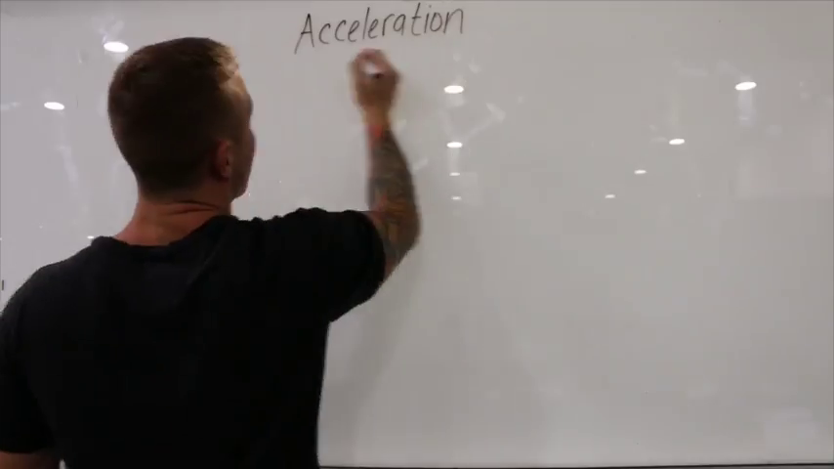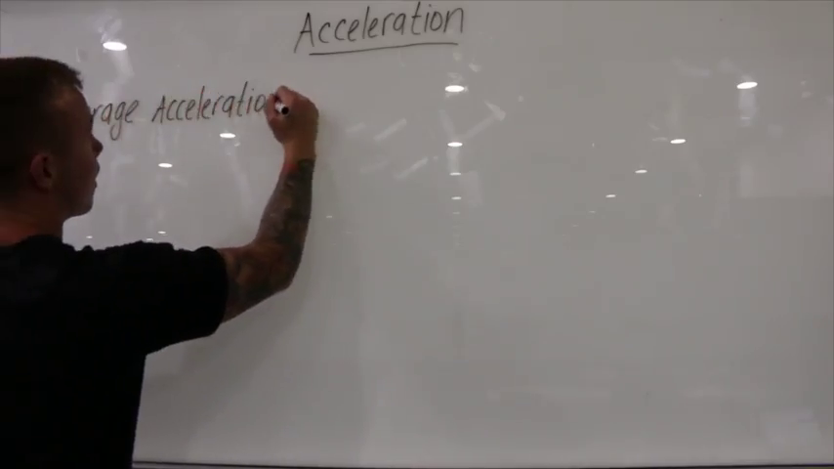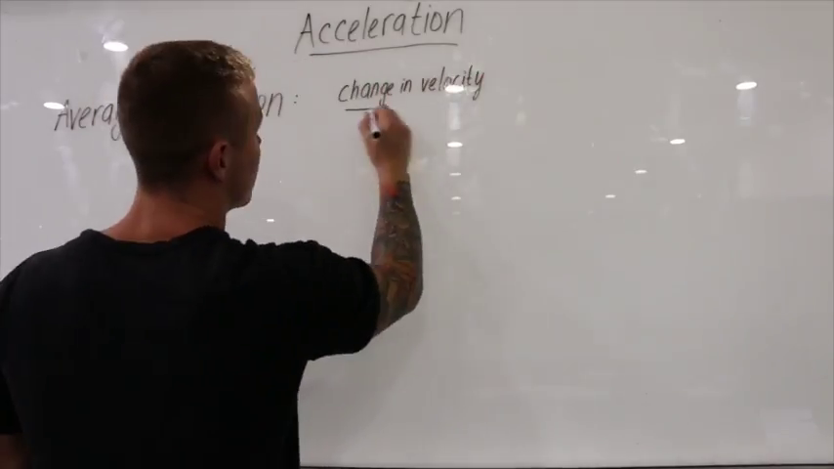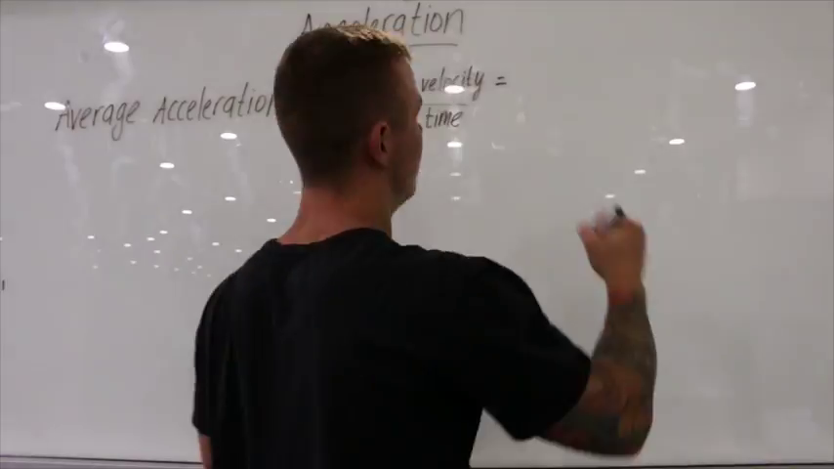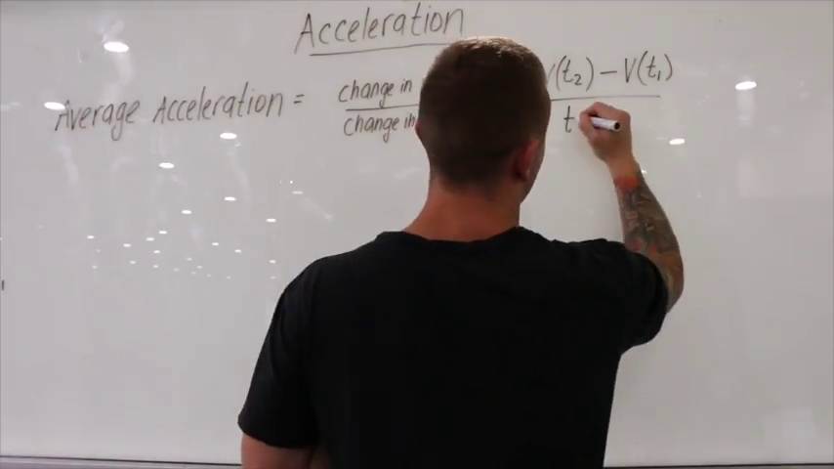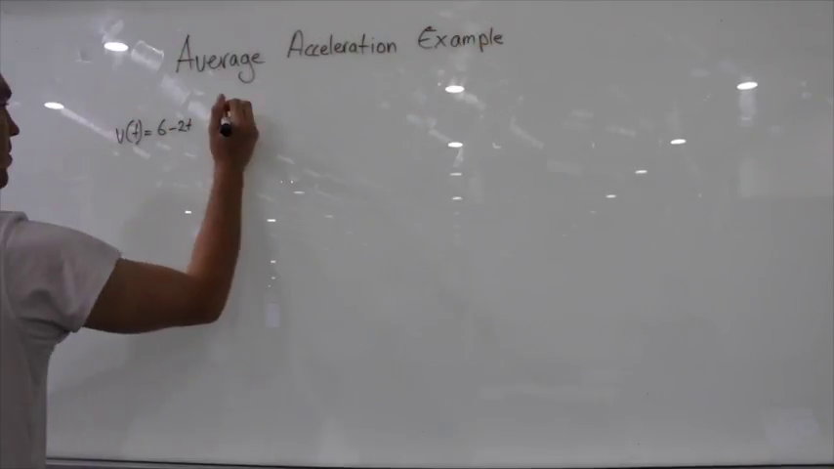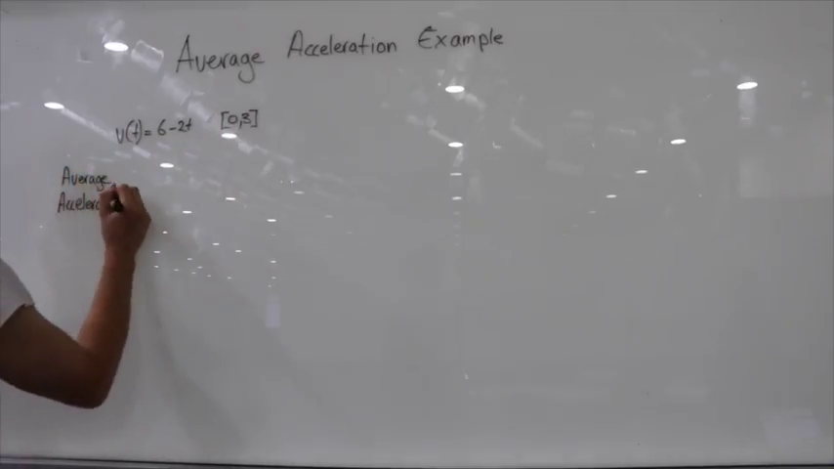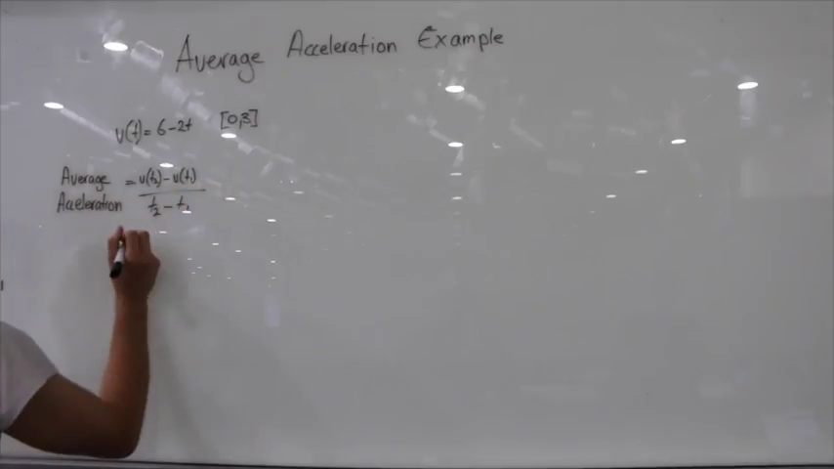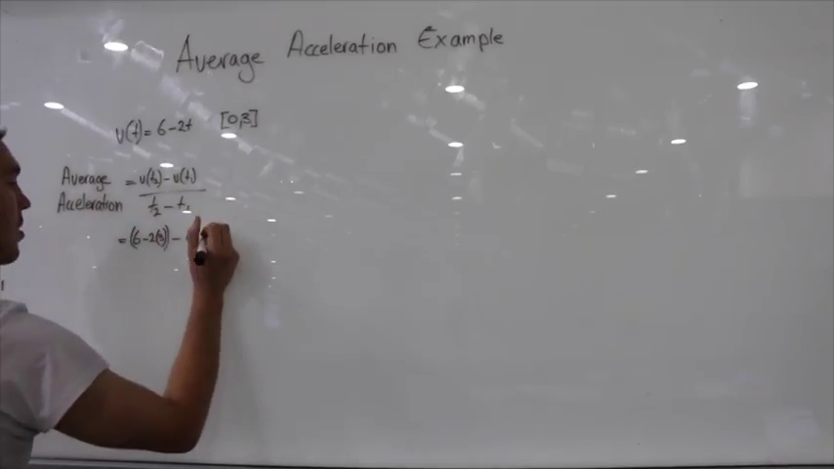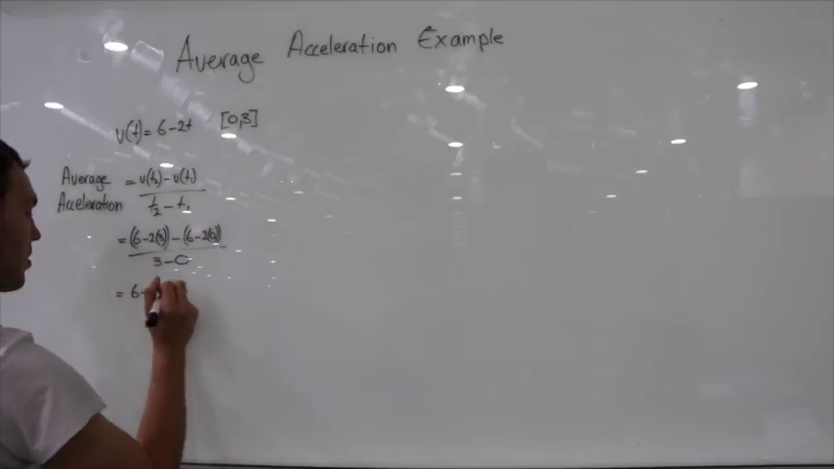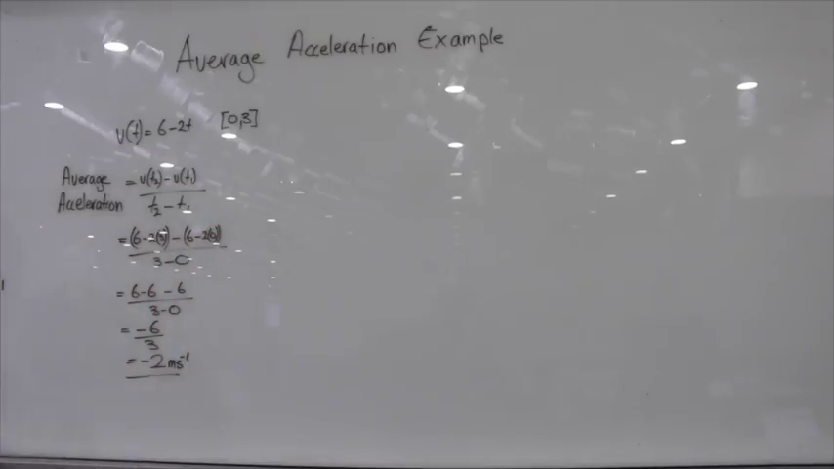Average acceleration is equal to the change in velocity divided by the change in time. This is given by the formula v of t2 minus v of t1 divided by t2 minus t1. Here we show an example given by the function v of t equals 6 minus 2t over the interval 0 to 3. If we substitute t2 equals 3 and t1 equals 0 into the formula and simplify, we are left with an average acceleration of minus 2 meters per second per second.